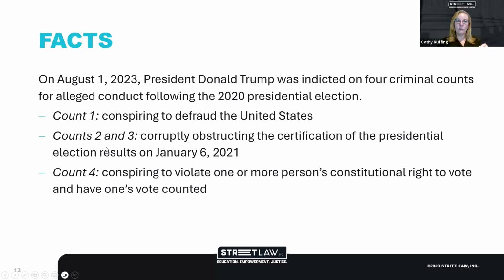In August of 2023, President Donald Trump was indicted on 4 criminal counts. This was about the January 6th, 2021 activities. You can see the counts there. Count 1 was conspiring to defraud the United States. Counts 2 and 3 dealt with corruptly obstructing the certification of the presidential election results, and count 4 was conspiring to violate one or more persons' constitutional right to vote.